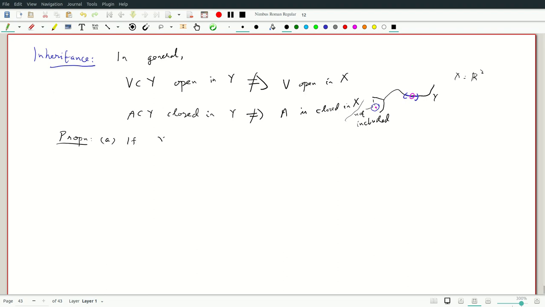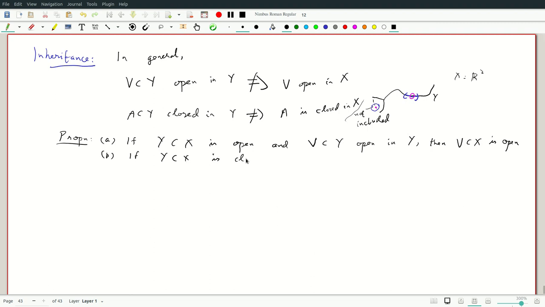If, let's say, Y in X is open and V contained in Y is open in Y, which means open in the subspace topology, then V contained in X is open. So open subsets of open subsets are open. And B is almost the same thing, but with closed subsets. Closed subsets of closed subsets.